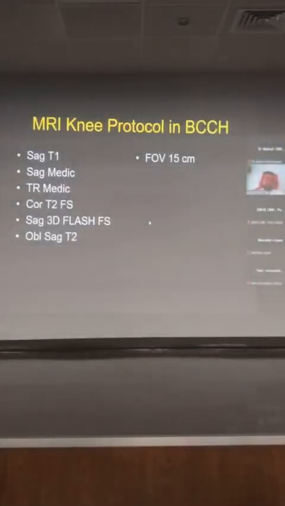Now, about protocol. This is the protocol that I used when I was in my fellowship, and things have not changed. This slide is specifically for any technologist who is attending with us. We usually use sagittal T1 for the anatomy, and sagittal MEDIC. MEDIC is a sequence usually used on Siemens machines, equivalent to the PD FATSAT, and it's actually a gradient sequence. But for us radiologists, it gives the same information. And then transverse MEDIC, coronal T2 FATSAT, sagittal 3D FLASH FATSAT, and oblique sagittal T2 for the ACL.